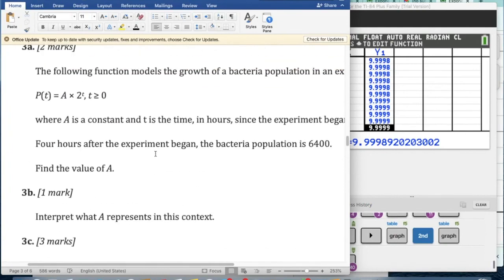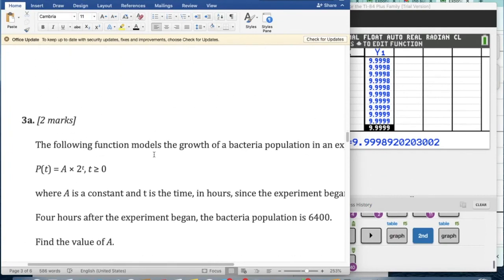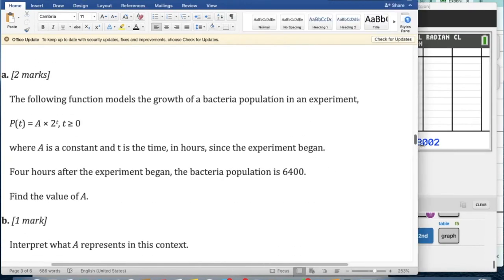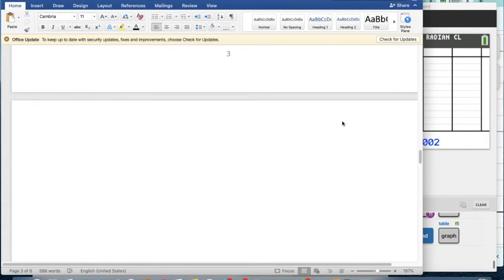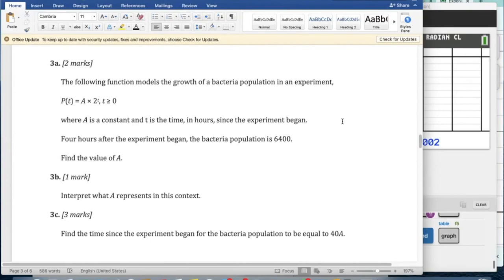Now let's have a look at the final part. What I'd like you to have a go at now is question 3A, B and C. This should take you 6 minutes or so. Off you go.